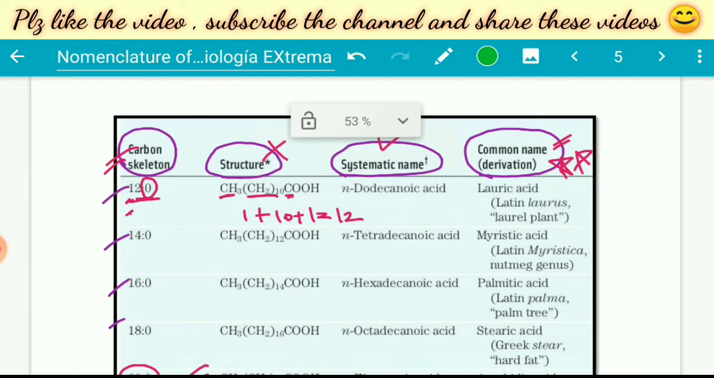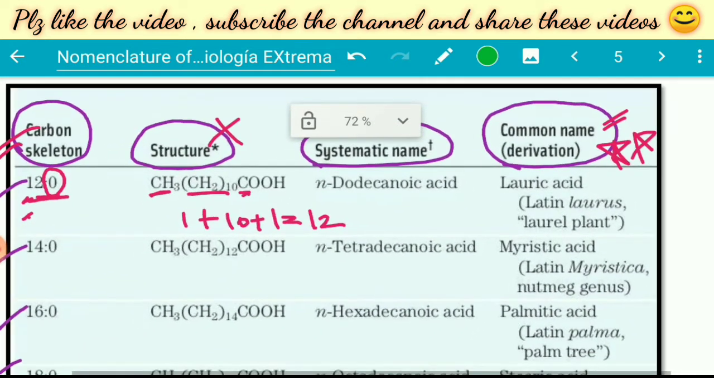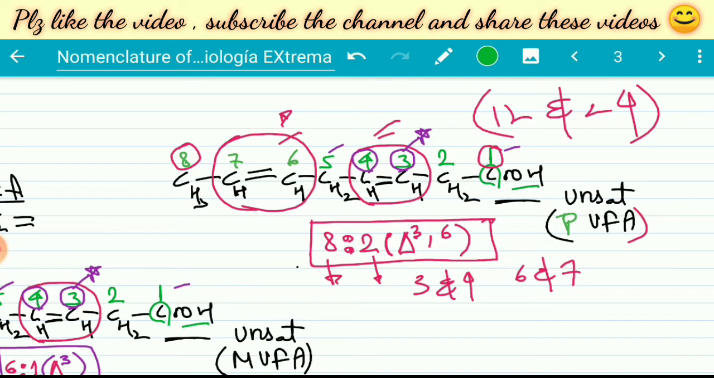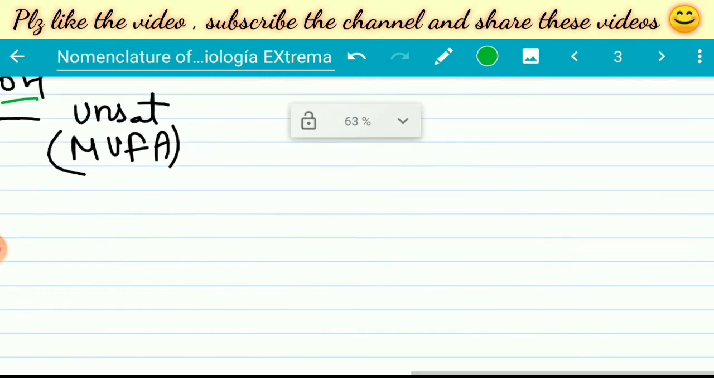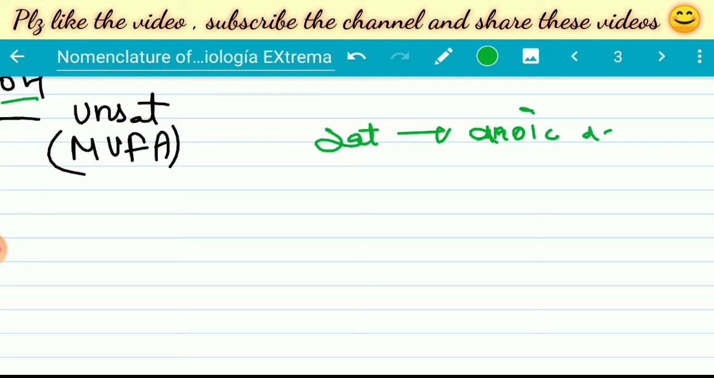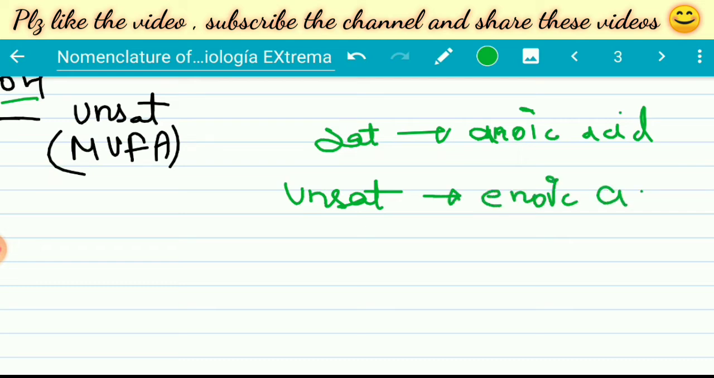Now we'll talk about the other one, the systematic name. For the systematic name we need some terms, like deca. First, for saturated fatty acids we use anoic acid, and for unsaturated fatty acids we use enoic acid. Clear?